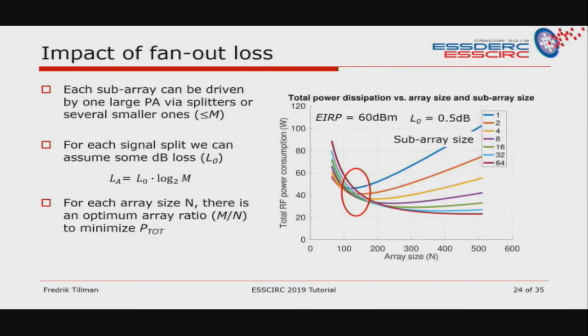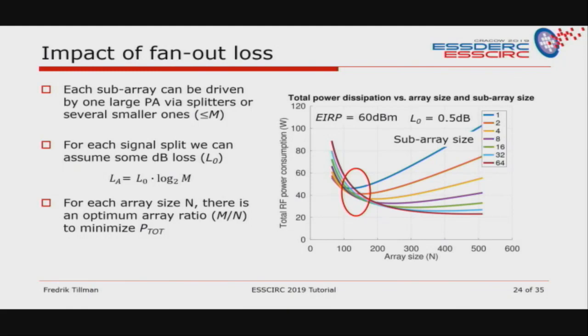You start to see that there is actually an optimum when it comes to the subarray size in regard to the total array size. So the fan-out loss is just modeled as a loss per split, and then you have the log 2 times M. M here is, as you know, the size of the subarray. So every time you double the subarray, you need to split yet another factor of 2 here, and therefore you have this component log2(M).